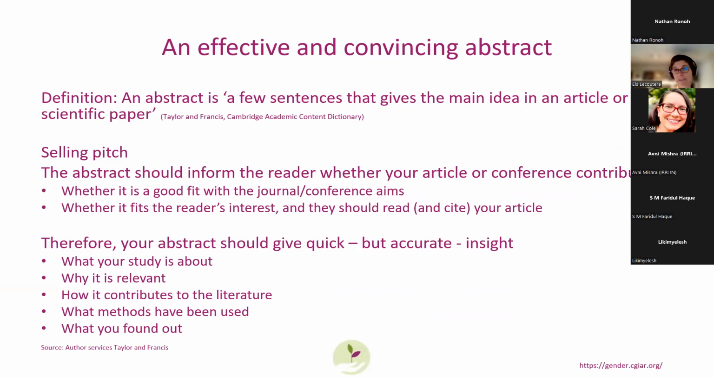So maybe first, a definition. An abstract is a few sentences that gives the main idea in an article or a scientific paper. So what's important is it's a few sentences, it's short, and it's about the main ideas, the key messages. Your abstract is actually some kind of selling pitch. So it informs the reader whether your article, or what you want to contribute to a conference, is actually a good fit with the journal aims or with the conference aims. And the reader will also want to know, okay, what is this about? How novel is it? What methods have been used?